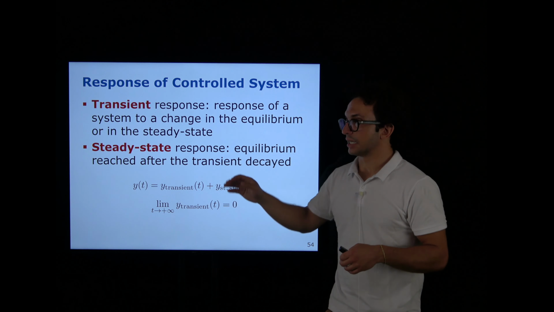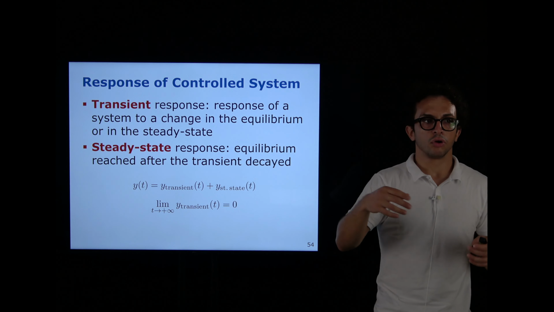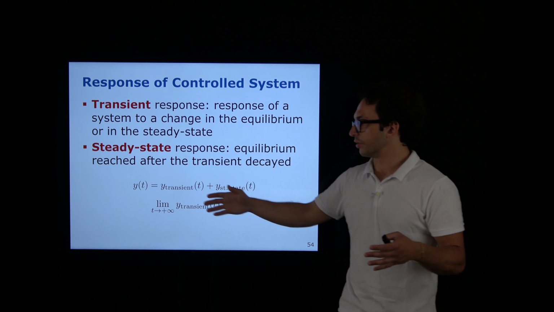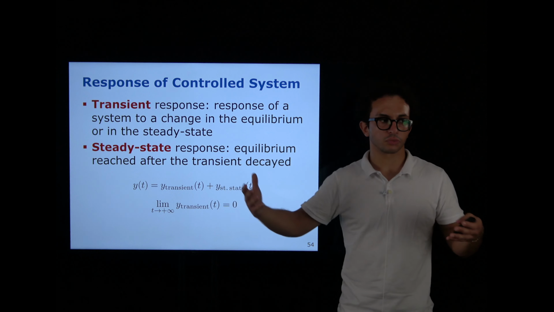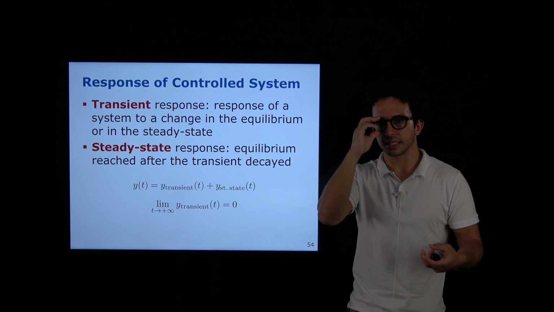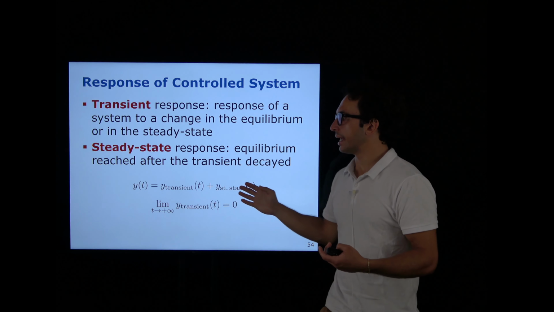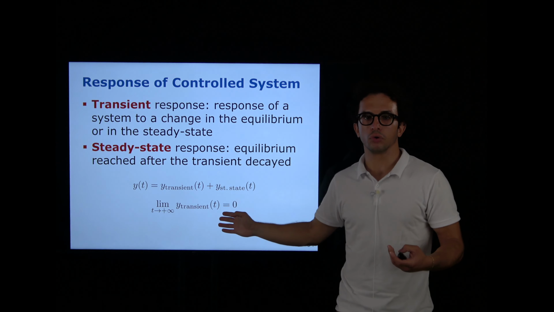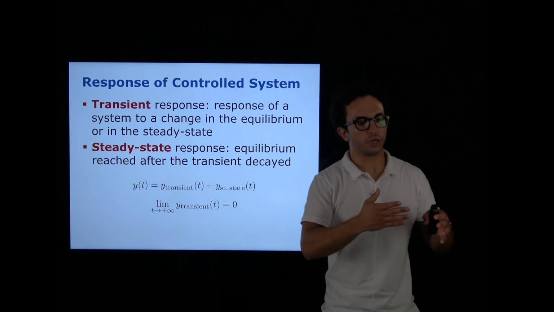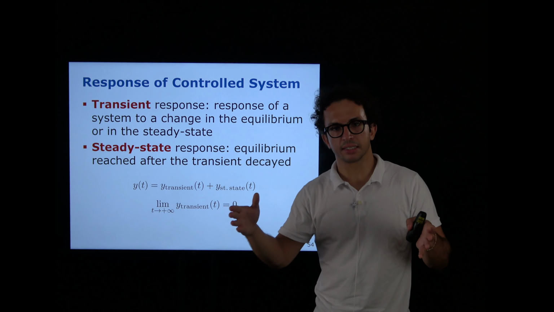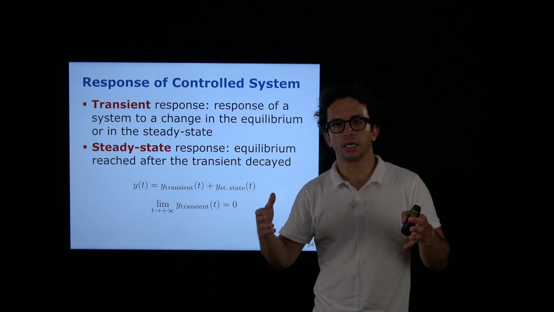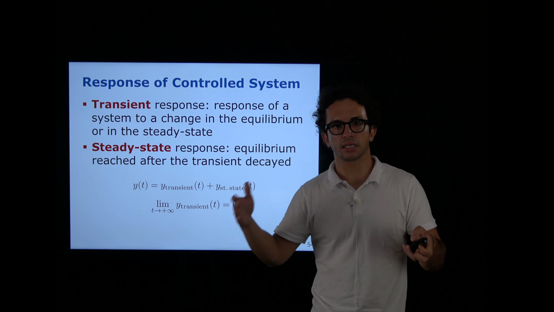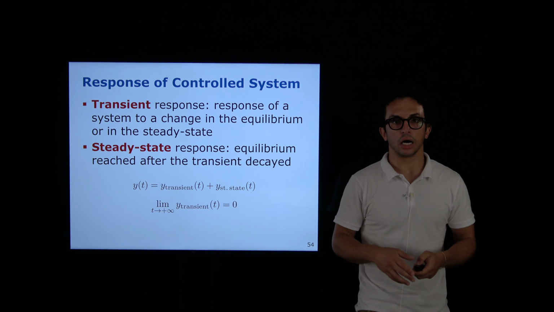And then there's a steady state. The steady state response is the equilibrium reached by the system after the transient decayed. So the total response of the system is a sum of these two, and the transient goes to zero as time increases. So at some point, as time passes, the transient is completely decayed and has no impact on the output anymore.